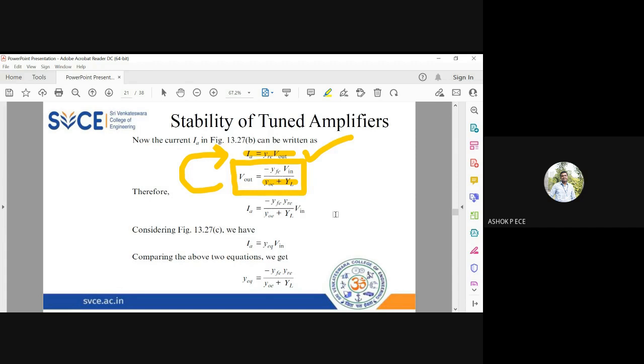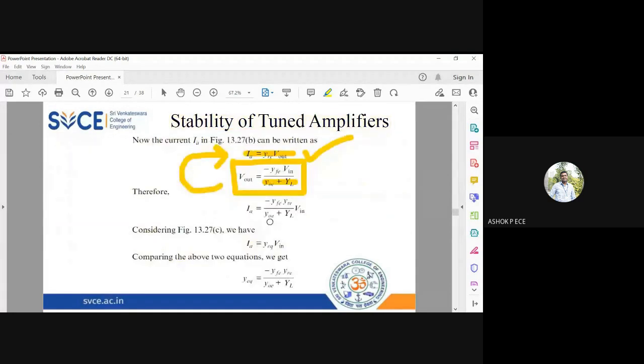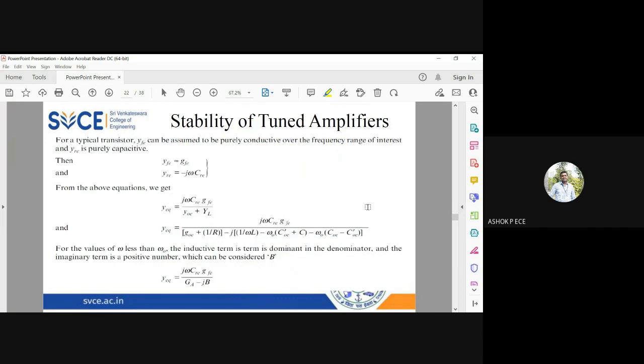Okay, the same thing we can do in this last circuit. If you see, I have replaced everything by Y equivalent, and write I_A is equal to Y equivalent into V_in. So I can assume this entire term is going to be a constant admittance term, right? So I can assume this entire term to be Y equivalent. So I_A is equal to Y equivalent into V_in. So Y equivalent equals minus Y_fe into Y_re divided by Y_oe plus Y_L. So I am combining the two equations and finding out the equivalent admittance Y equivalent.